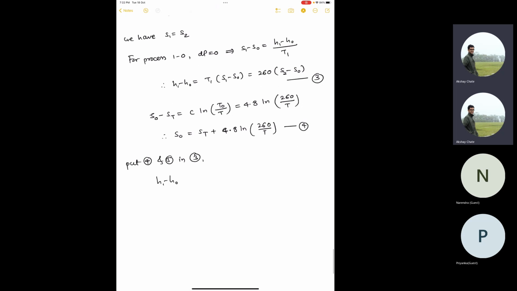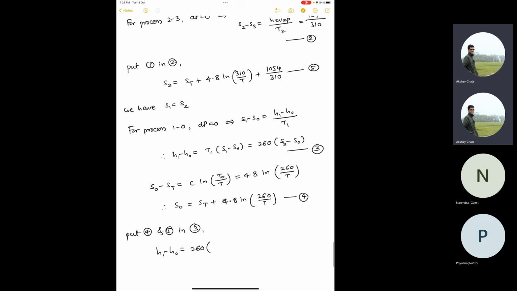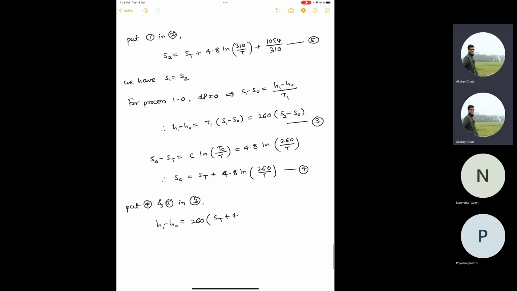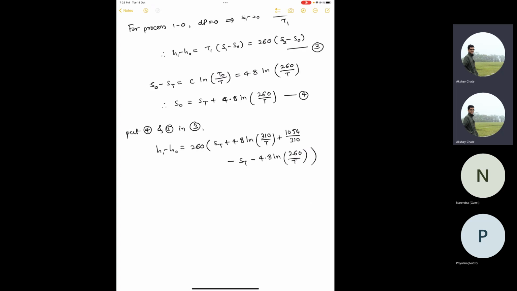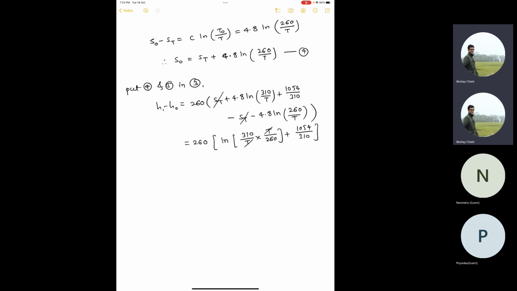So what you get? H1 minus H0 is 260 times S2, which is ST plus 4.8 ln 310 by T plus 1054 by 310. This is S2, complete thing. And then you are subtracting S0, so minus S0 is ST minus 4.8 ln 260 by T. So now it simplifies because ST goes away and it becomes 260 into ln 310 by T into T by 260, plus this number, which remains as it is. So here T gets cancelled and now you have a numerical value. If you do this calculation, it becomes 1103.51 kilojoule per kg. So this is your final answer.